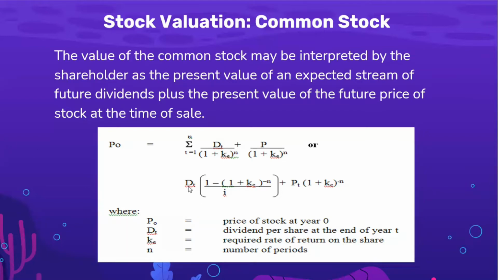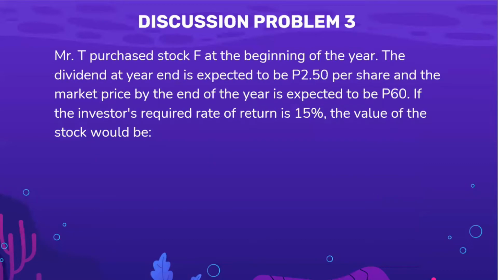Notice in this formula you have D sub T, which is the dividend, multiplied by 1 minus (1 plus K sub E, the required rate of return) raised to minus N. N is the number of periods, over I, which is also the required rate of return. Plus P sub T, the price at the end of year T, multiplied by (1 plus K sub E) raised to minus N. This will all make sense when we apply it to a discussion problem.